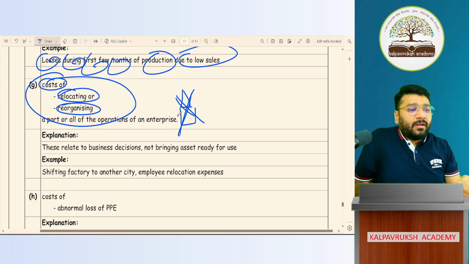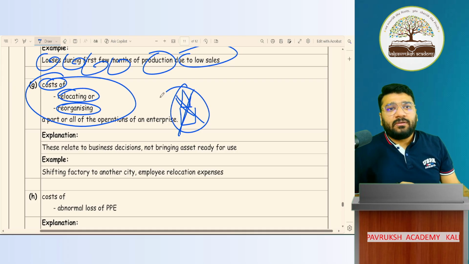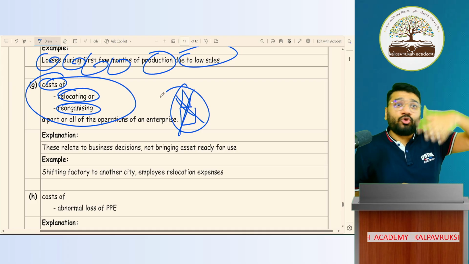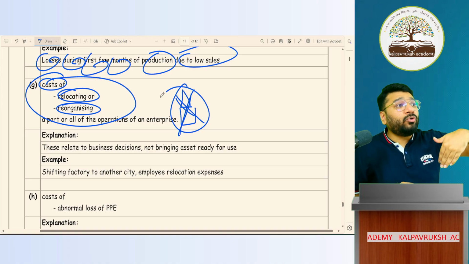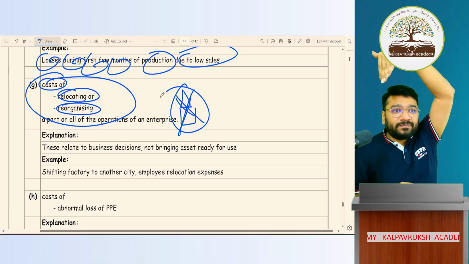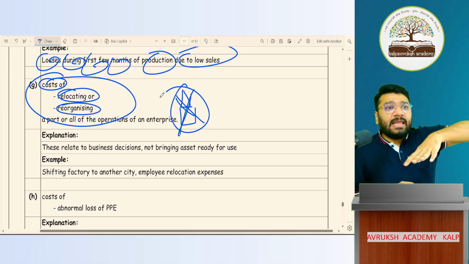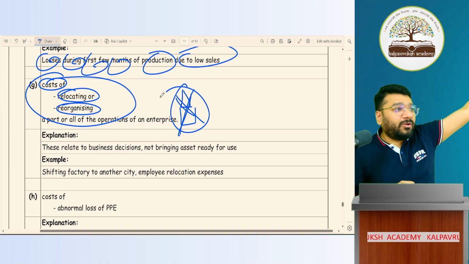Now, to remove this and construct a new factory in this place, inside machinery will be there, so much furniture will be there. All that I have to shift to some other place temporarily, no? If you are fully renovating the house, then all the items in the house you have to move to some other temporary house, no?